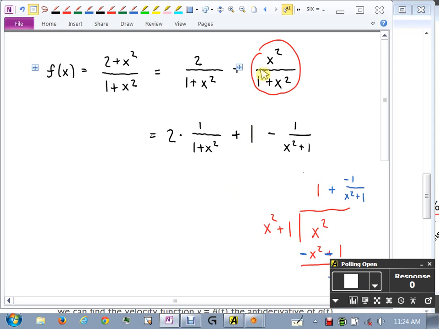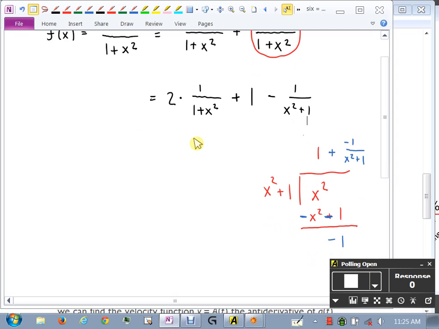Does everybody agree with this? Understand? This long division here becomes this. We already said we could do this one. What's the antiderivative of 1? X. What's the antiderivative of 1 over x squared plus 1? Arctangent of x, but this will be minus. This one was what, 2 times?